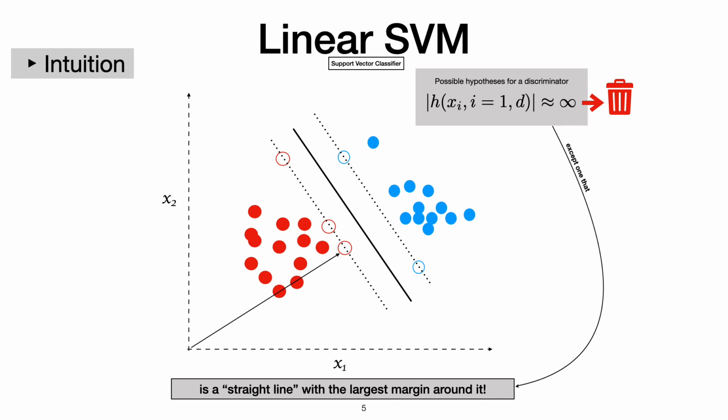Remember, we are talking about linearly separable patterns or classes. And this one hyperplane that shatters the most points happens to have the largest margin around it from both classes, or from both sides, with no violations.